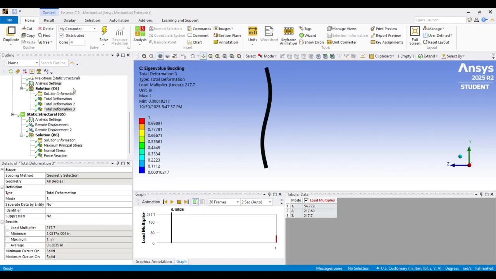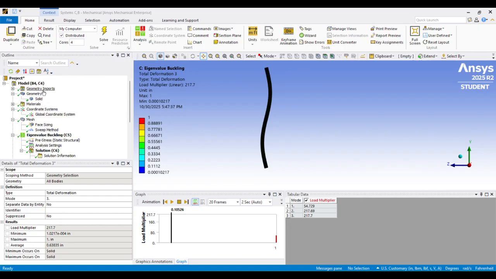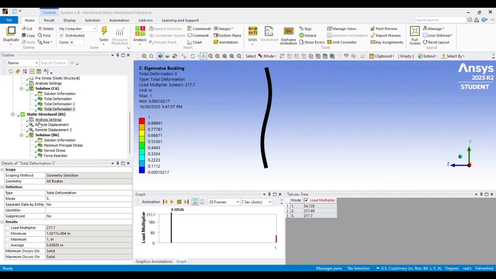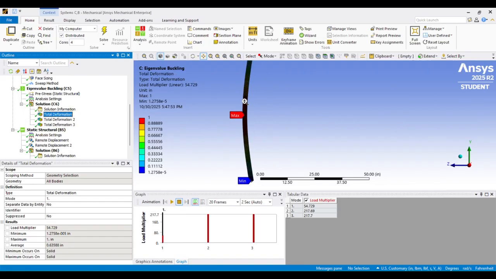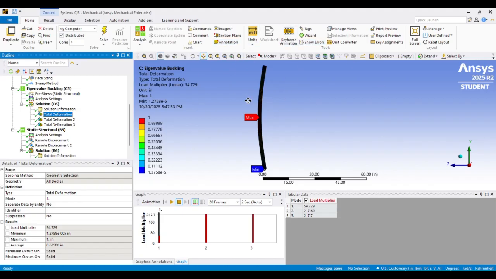So in the first part of the video, I went over how to set up the model and apply the boundary conditions, mesh the model, and then we ran our static structural case for the pre-stress input for the eigenvalue buckling, and we ran our buckling analysis, and we got our modes based on the load multiplier. This is the load multiplier. So I'm going to talk a little bit about the results here.